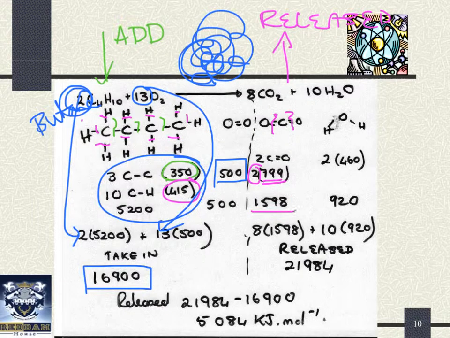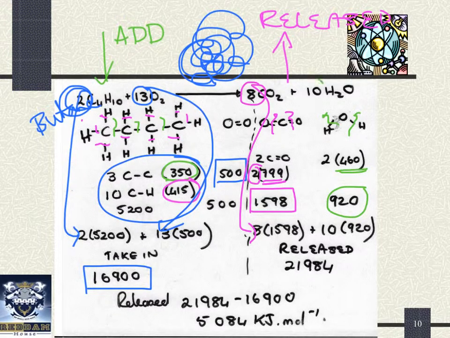That is 1,598. But I don't have 1 carbon dioxide. I have 8 carbon dioxide, so I multiply 1,598 by 8. Then I say, what about water? Breaking OH, breaking OH. It's 2 OH bonds, 460 each, 920. But I don't have 1 water. I have 10 waters, so I times by 10.